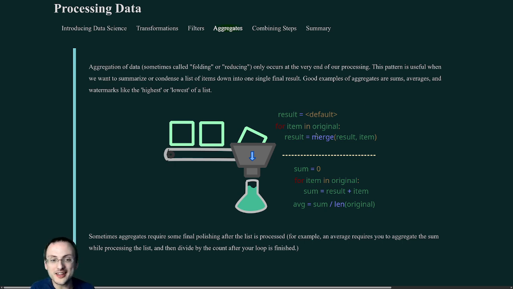We're going to loop, again, the exact same loop. And this time we will merge the results so far with the next item, and that becomes our new intermediate result.